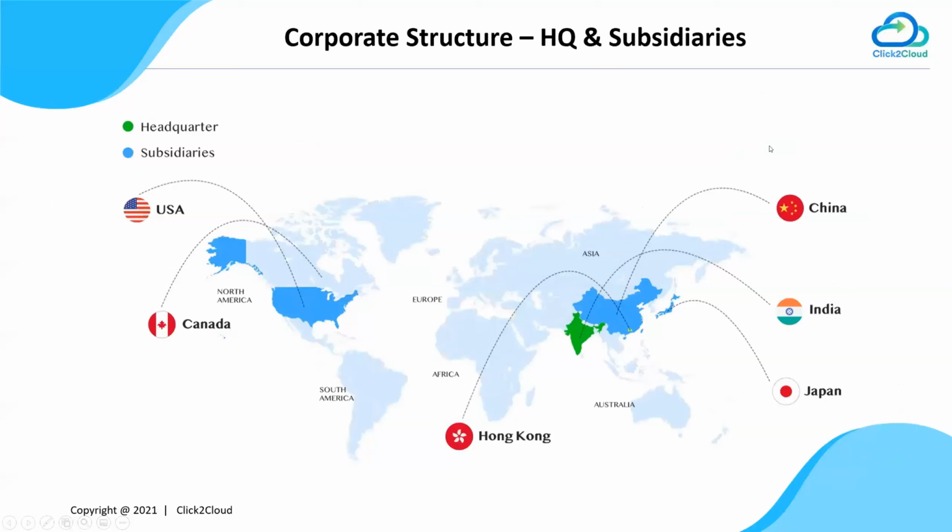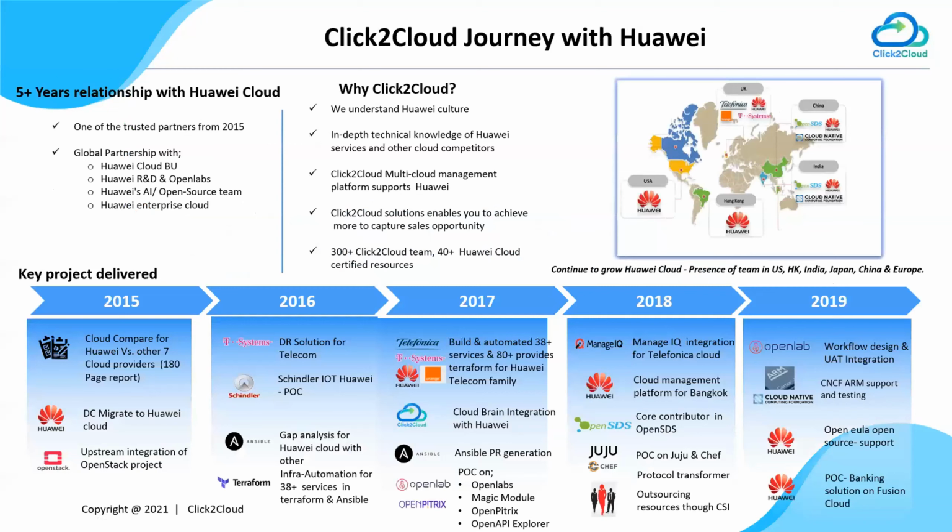Okay. So quick background on the company. We are headquartered in India, and we have branch offices in USA, Hong Kong, Japan, Canada, China, and various other locations. We have a very deep partnership with Huawei, especially FutureWay Huawei, and we do a lot of open source work in partnership with many of the telecoms.